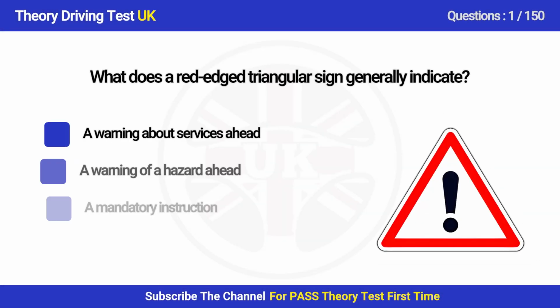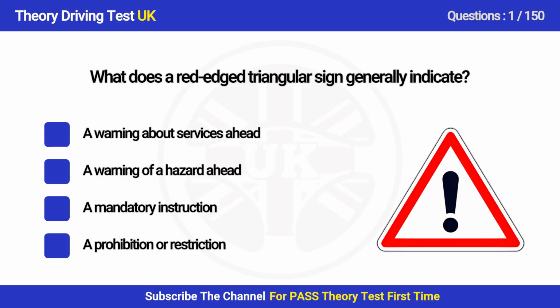Question 1. What does a triangular sign generally indicate? A. A warning about services ahead. B. A warning of a hazard ahead. C. A mandatory instruction. D. A prohibition or restriction. Answer is B. A warning of a hazard ahead.